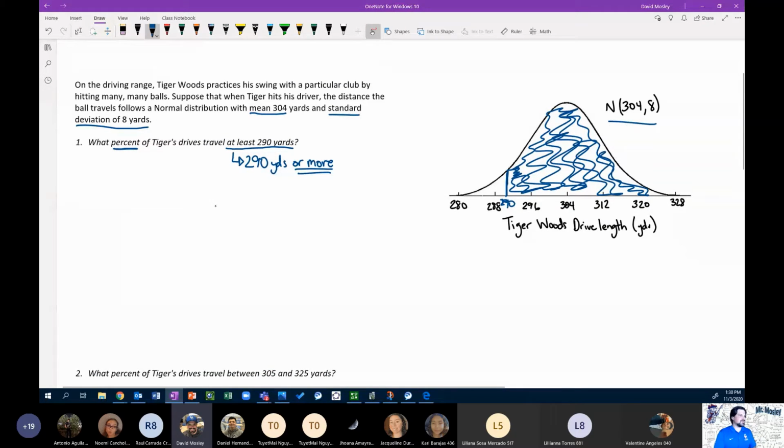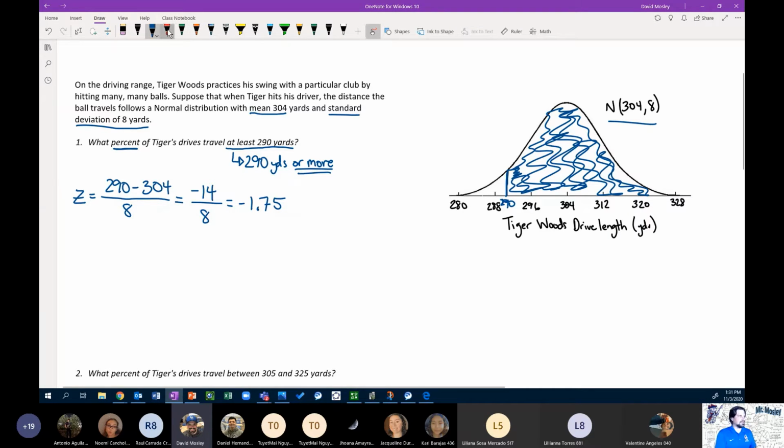So our first step is to standardize 290 yards. We use our formula for calculating z. Z is going to equal 290 minus 304 divided by 8. This will give me negative 14 over 8, which is negative 1.75.